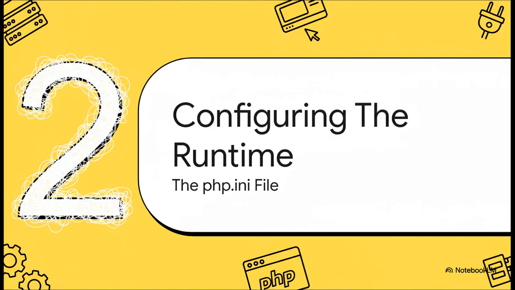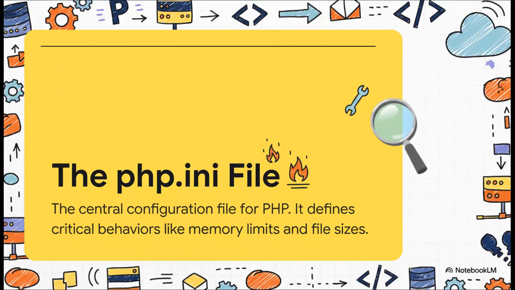Okay, so we've seen how PHP talks to the system, but what about configuring PHP itself? How can we fine-tune its behavior and really dial in its performance? Think of it this way. If your PHP application is a car, then the php.ini file, that's the engine control unit. It's the central place where you set all the rules and resource limits for your entire PHP environment. Getting comfortable with this file is, without a doubt, a key skill for any serious PHP developer.